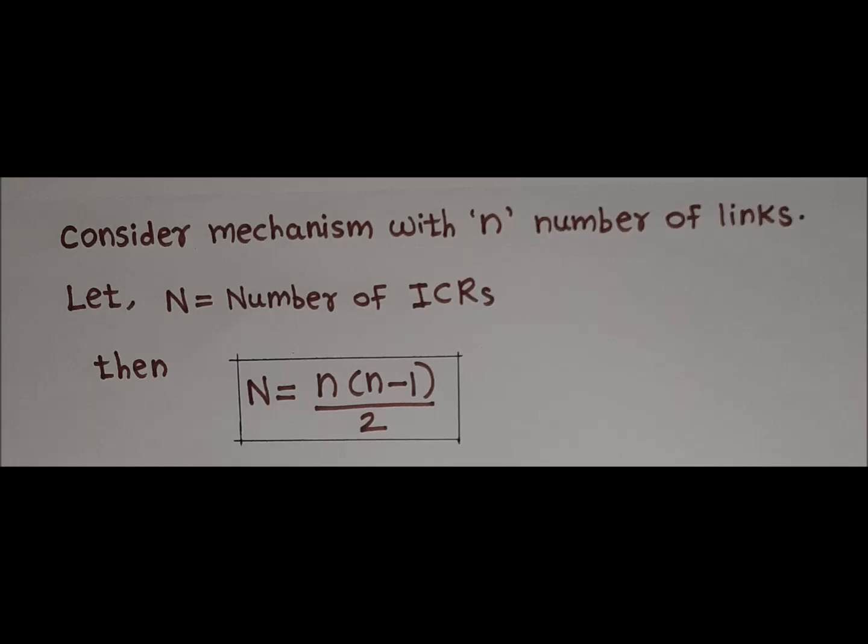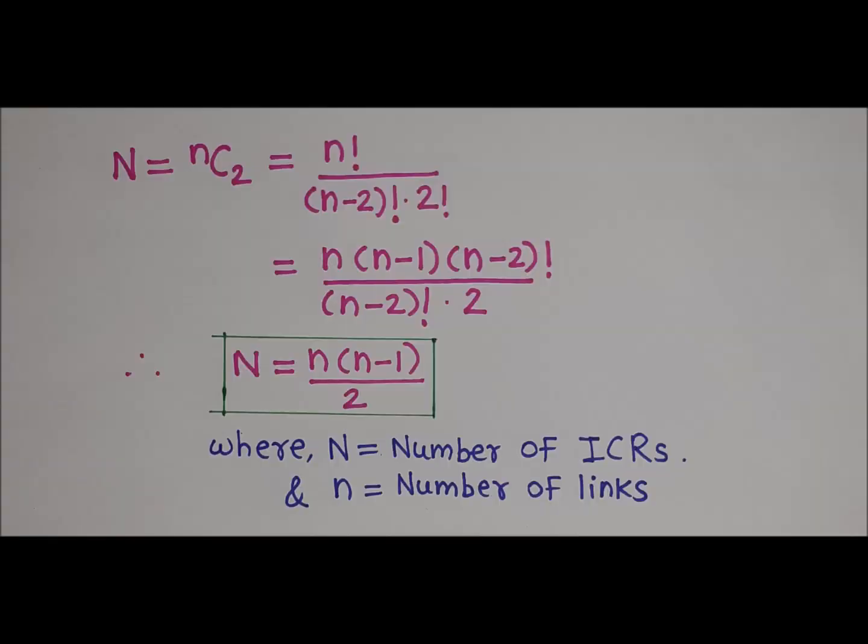Now we will obtain the relation for the total number of ICRs in a mechanism. Consider a mechanism with n number of links in it. To denote the number of links in the mechanism, we are using the notation small n, and the number of ICRs will be denoted by capital N. Hence, the number of ICRs will be given by the relation N is equal to n into n minus 1 divided by 2. How is this relation obtained?